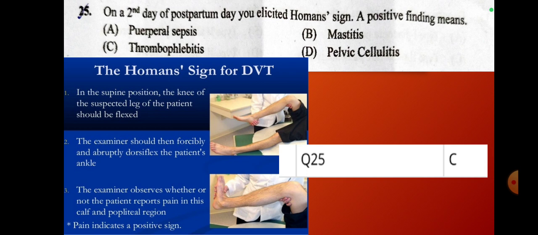The Homan sign, how to know it is positive or negative? In the supine position, the knee of the suspected leg of the patient should be flexed. The examiner should then forcibly and abruptly dorsiflex the patient's ankle. The examiner observes whether or not the patient reports pain in the calf and popliteal region. The pain indicates a positive sign.